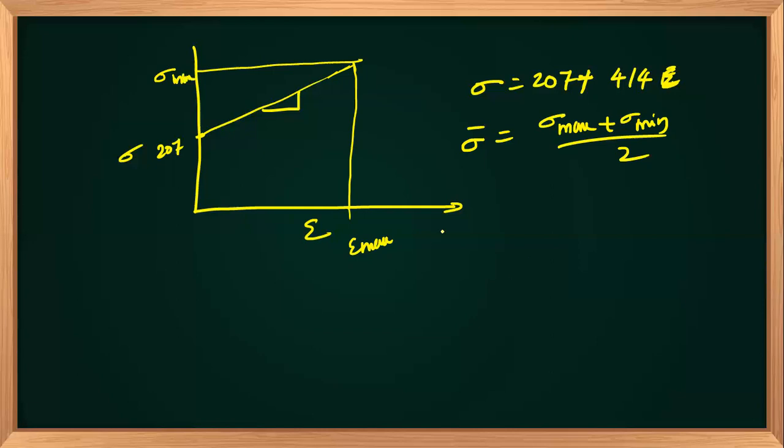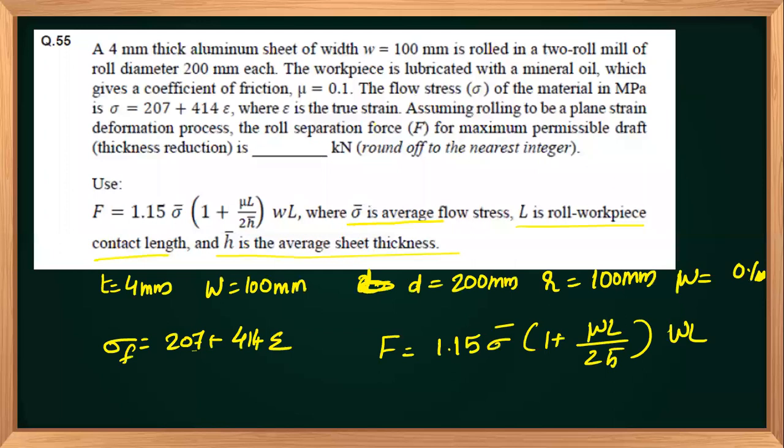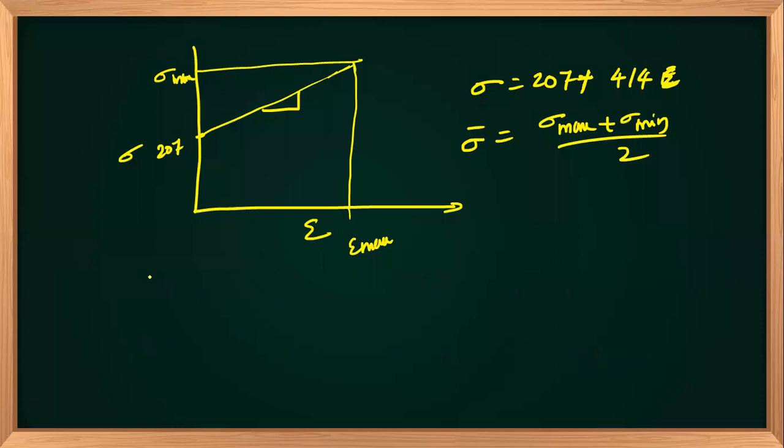So how will we get the epsilon max? The question is given. It is also asking for the maximum permissible thickness reduction. How will we compute the maximum thickness reduction? That will be the strain at which the maximum reduction will be happening, right?